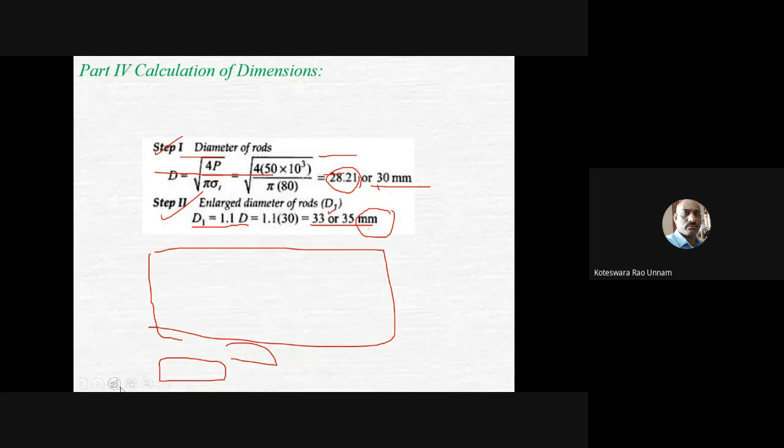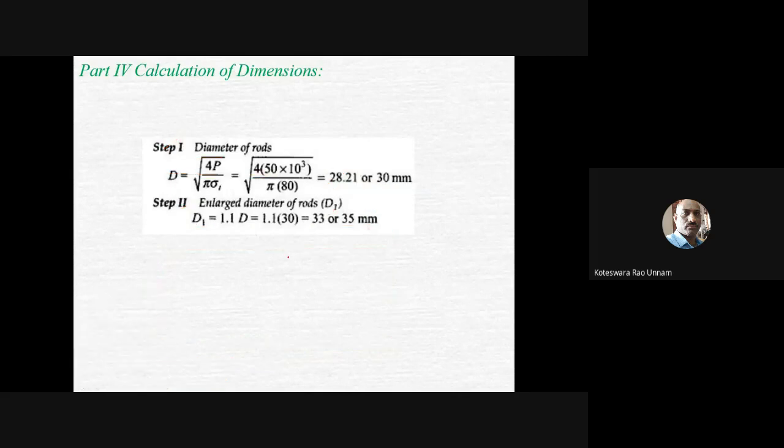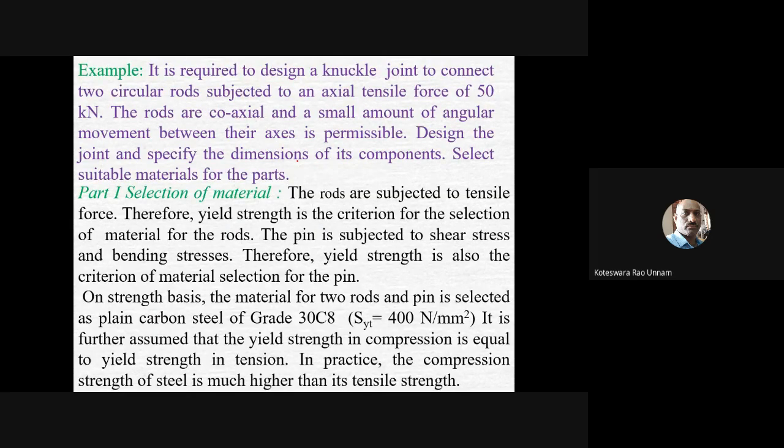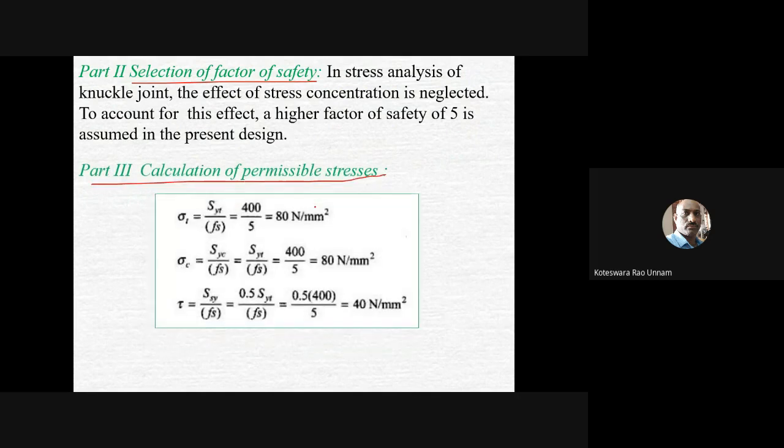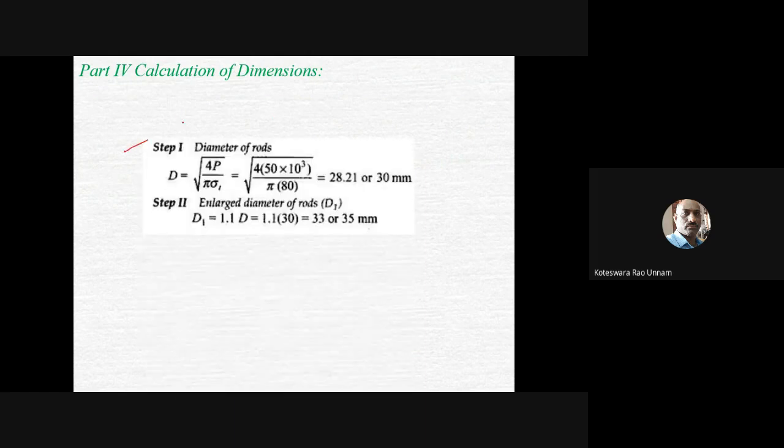I think you already noted down part 1 and part 2. Part 1 is selection of material, you already noted down. Part 2 is selection of factor of safety. Part 3 is calculation of permissible stresses. Then part 4 is calculation of the dimensions. In that, first the diameter of the rods, then the enlarged diameter of the rods. Note it down, or if you have already done it, well and good.